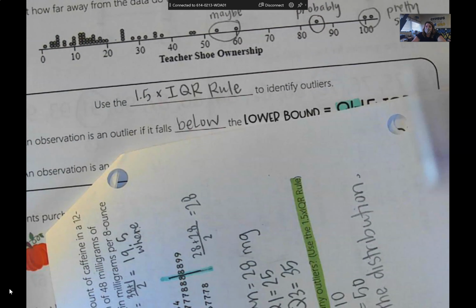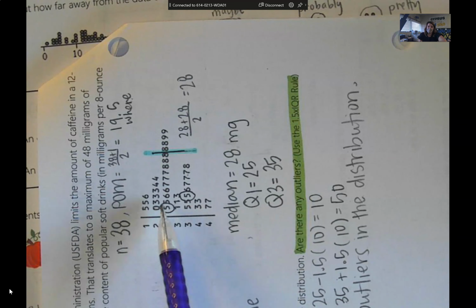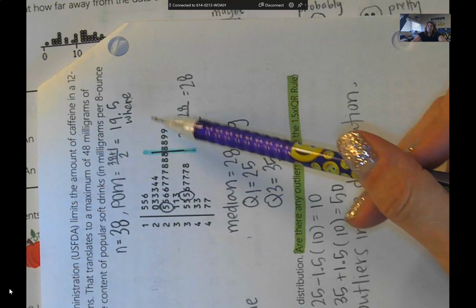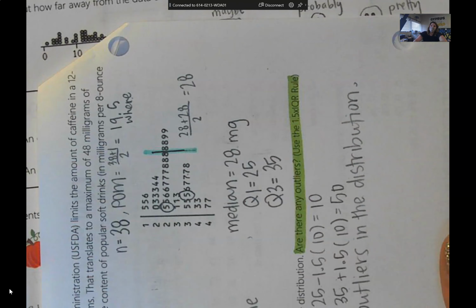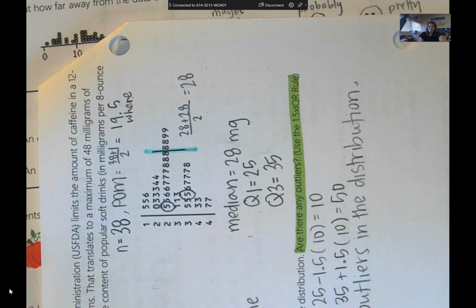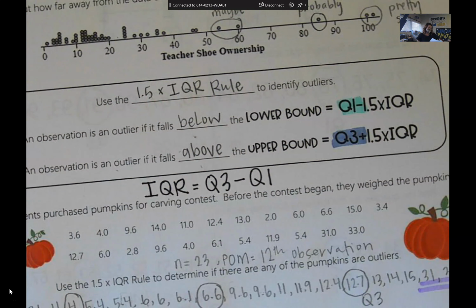Okay, I ran out of space, but I wasn't paying attention to when it stopped. So if you're missing a bunch of information, I apologize. We determined there are no outliers in this data set, and that makes sense because if you look at the shape of this data, it doesn't look like any of them are far away from the data, and there are no gaps in the data. Okay, so we're going to finish up then with the teacher shoe data set.